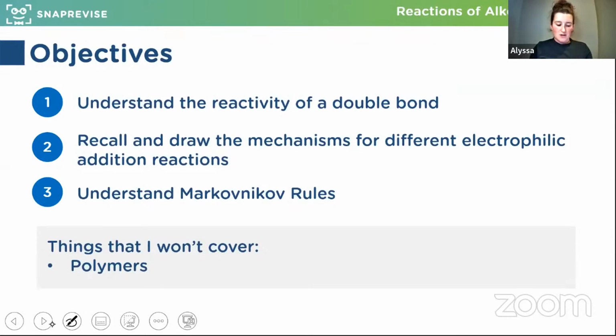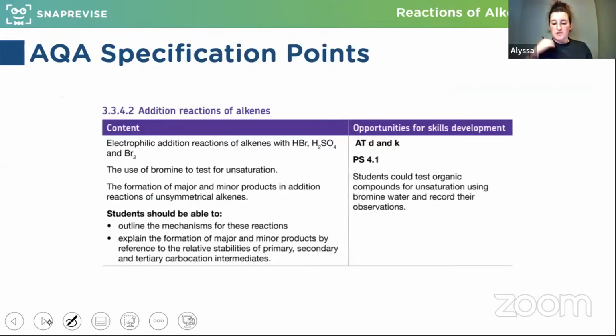Let's get going. So what we're going to do, hopefully, by the end of this, about 50 minutes, is understand the reactivity of a double bond. So how does it react? Where does it come from, etc.? We're going to recall and draw the mechanisms for some different electrophilic addition reactions. And we're going to look at Markovnikov rules. We're not going to look at polymers, though.